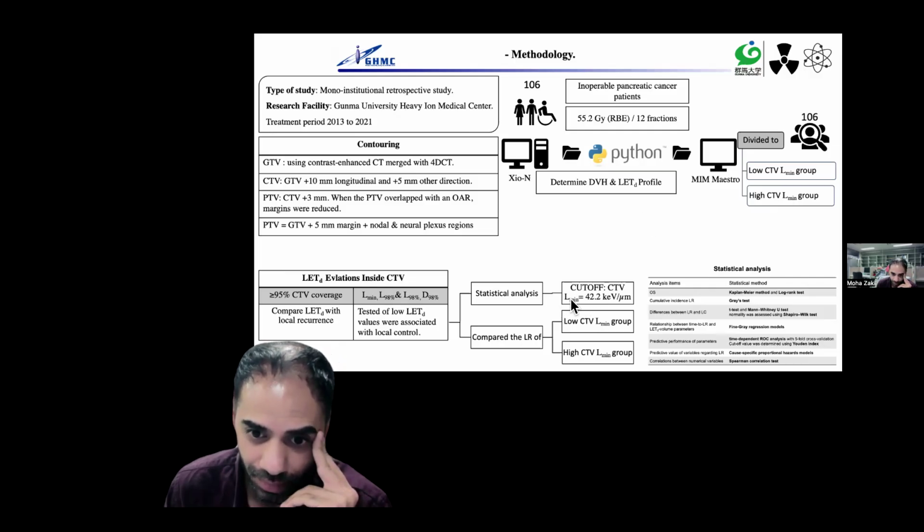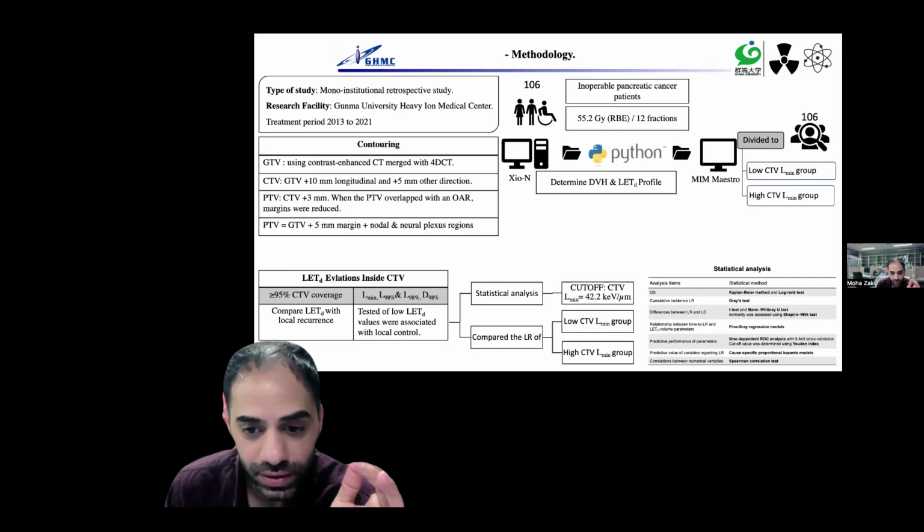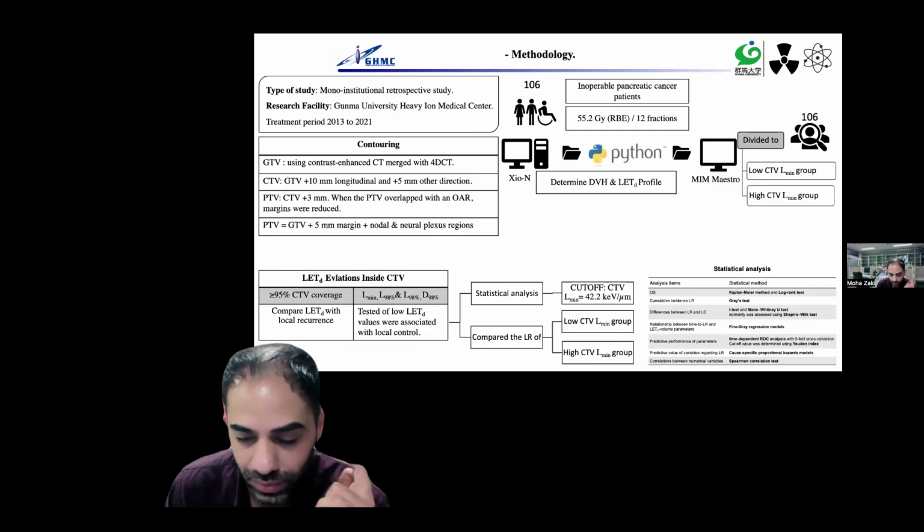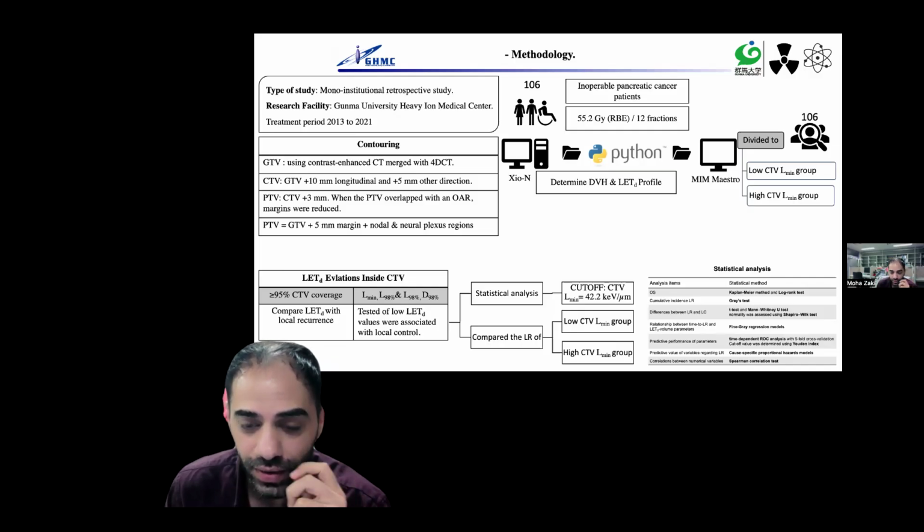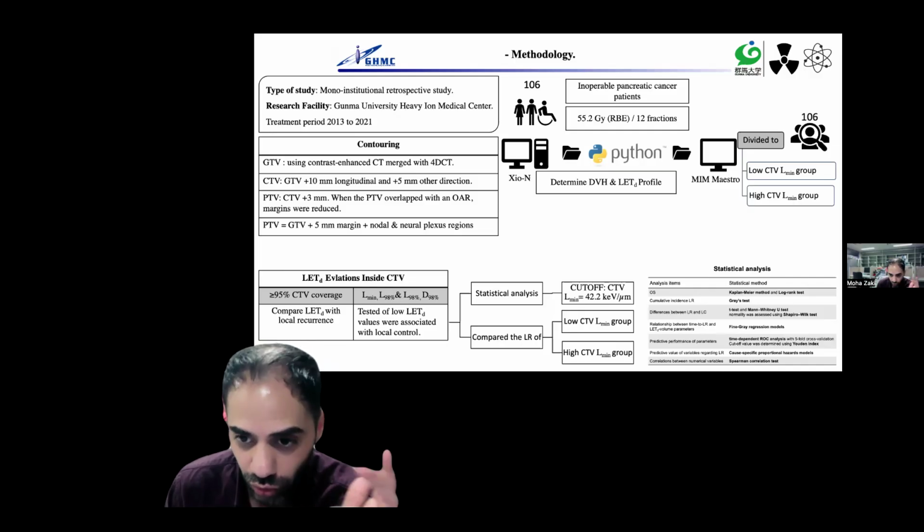receiving a minimum dose average LET below 42.2, and high CTV, with a minimum dose average LET higher than 42.2 groups.